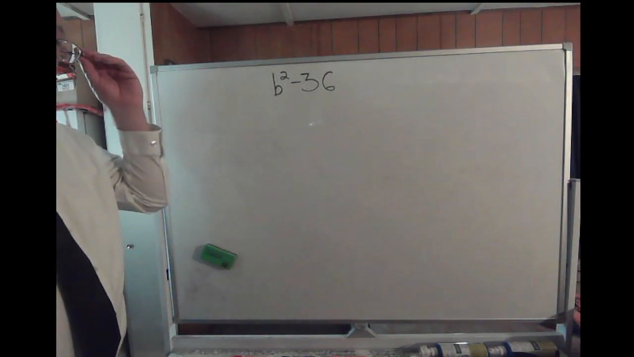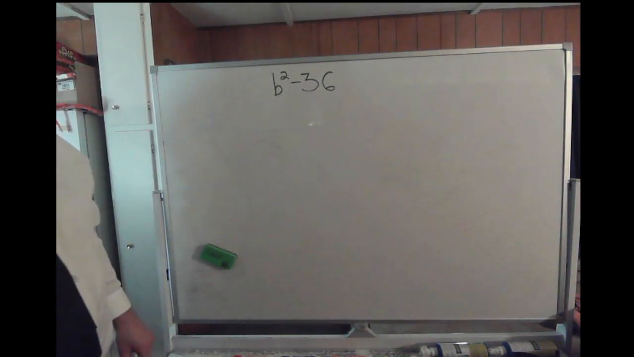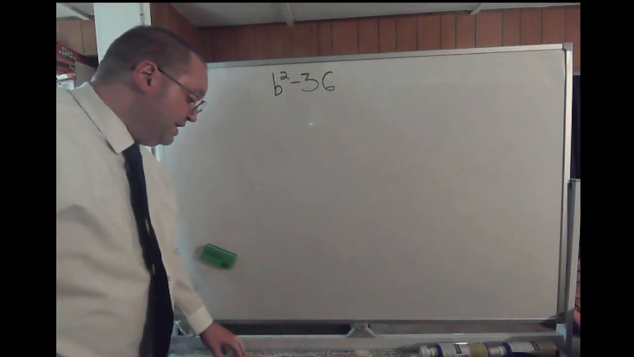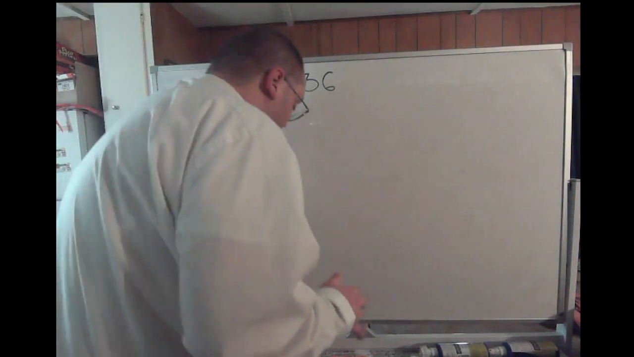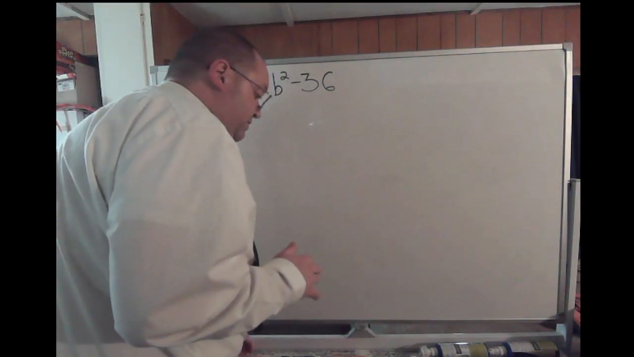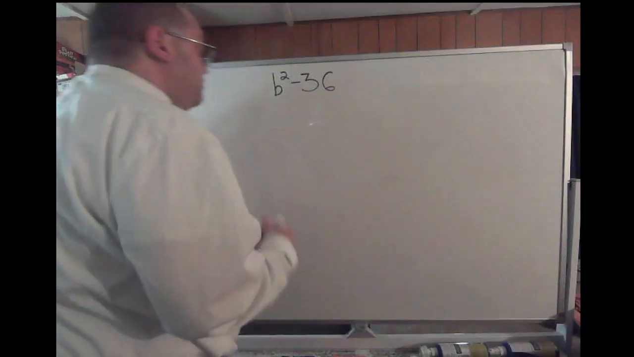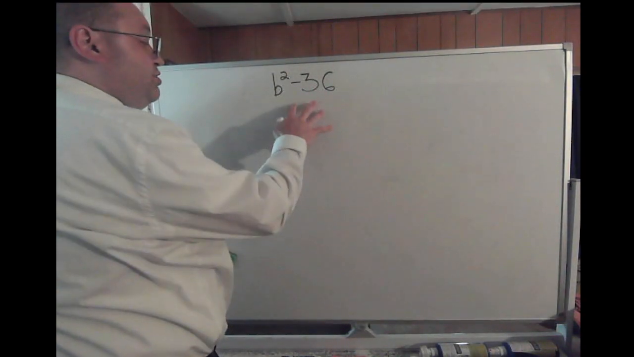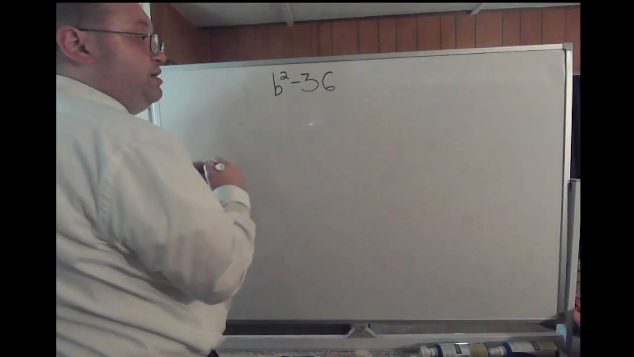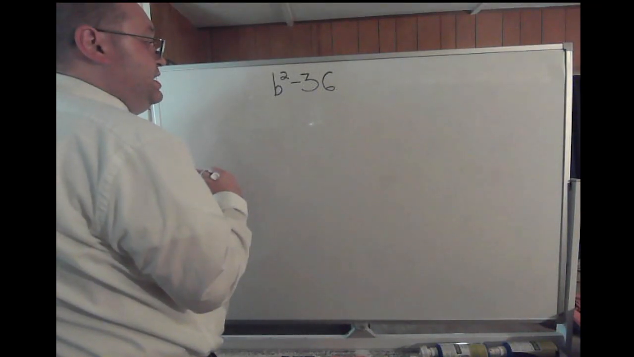So today we are going to factor the difference of two squares. Now, what we're going to do only works if you have the difference of two squares. So, for example, we have b squared minus 36. This is a perfect square binomial, which is what we're going to be factoring today.